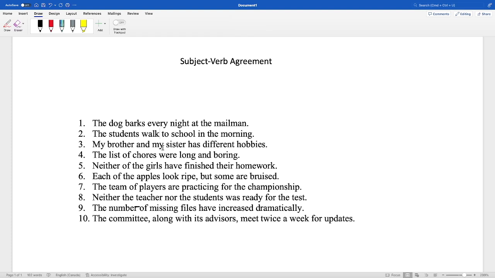Here we go. My brother and my sister has different hobbies. What's wrong here? My brother and my sister. Okay, so we have a compound subject, correct? It's two, my brother and my sister. So when we have that, we have to say the word, not has, because has is used for a singular subject. We're going to say have with a V. So that would be the answer there.